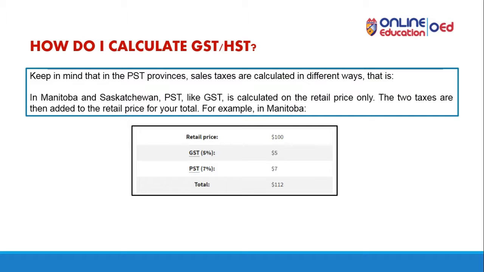That is, in Manitoba and Saskatchewan, PST like GST is calculated on the retail price only. The two taxes are then added to the retail price for your total. For example, in Manitoba, we have $100. We need to charge 5% for the GST, so we have $5, and PST 7%. So we need to get the 7% from 100. So we have $7, and then we have to add it all to get the total tax charged.